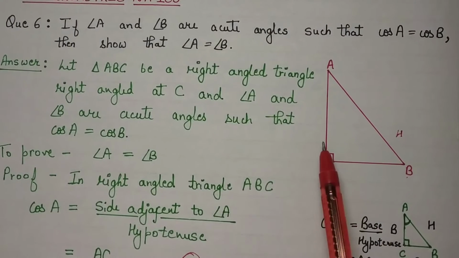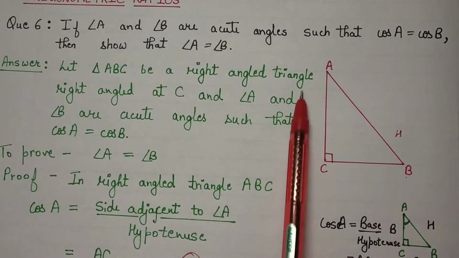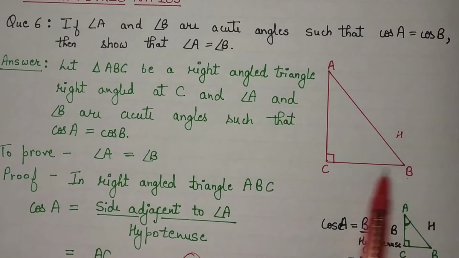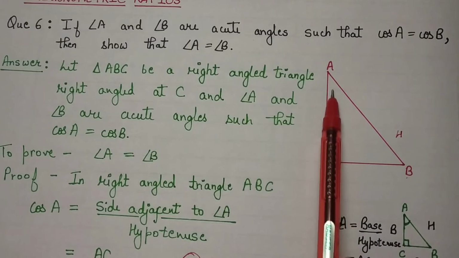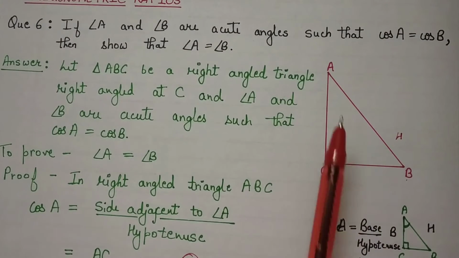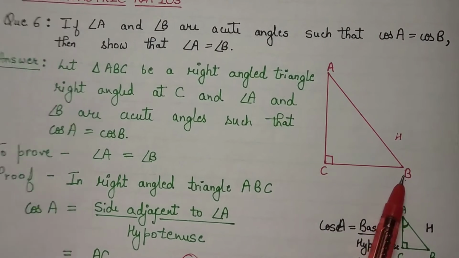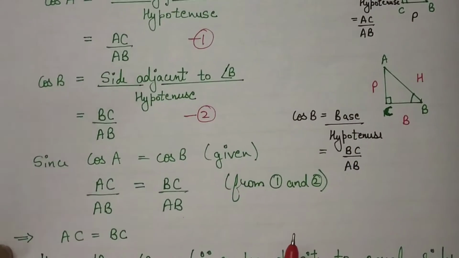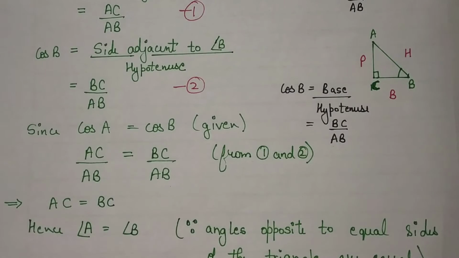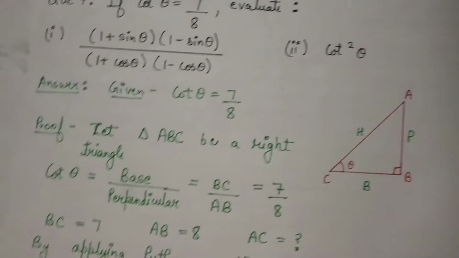Means here AC, the angle opposite to this AC side is what? This angle B. And the angle opposite to this BC side is what? This angle A. So AC and BC are equal, means angle A and angle B are equal because angles opposite to equal sides are equal. So this was required. This question is finished. Next is question number 7.